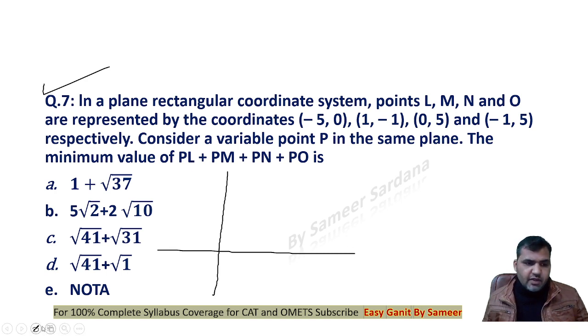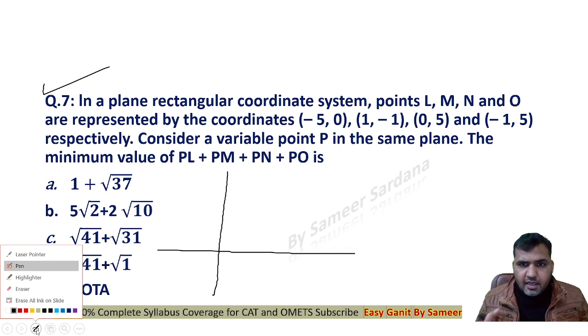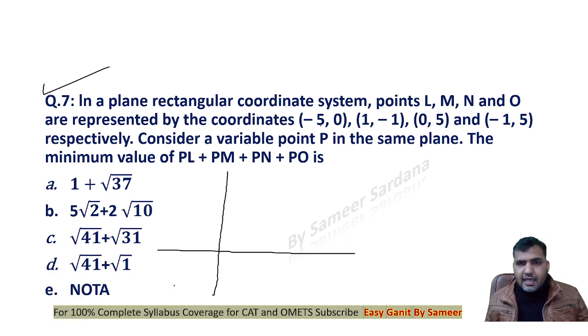Okay, in fact we don't need to plot the points in this case. We know that it's a rectangular coordinate system, and okay, let's make it. For L, you can see it is minus 5, 0. X is minus 5, Y is 0. Let's say that is the point L, minus 5, 0, right? And then we have M, which is 1 and minus 1, X is 1, Y is minus 1. Just to take an idea, right? This is L, sorry guys, this is L.